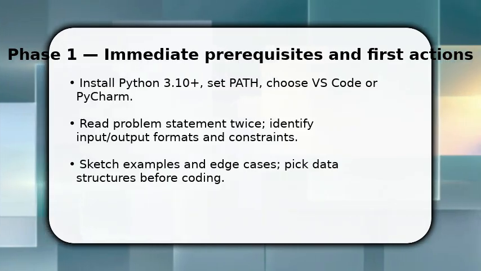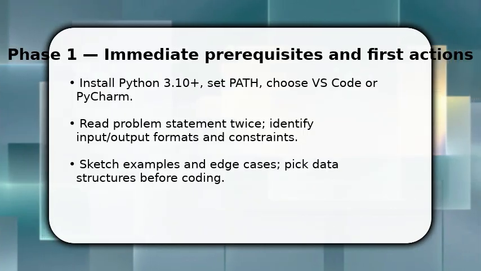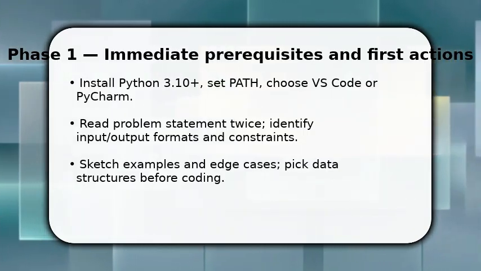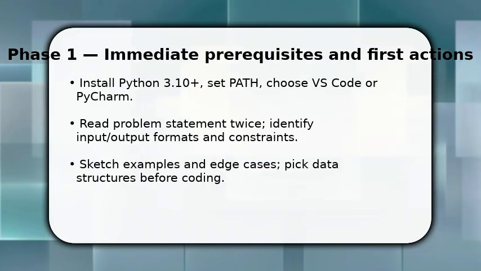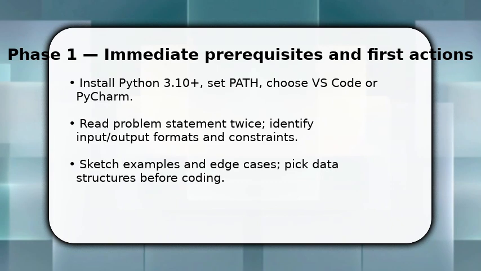Once done, write 2-3 sample inputs and expected outputs, then pick the simplest data structure that fits constraints. This first step speeds implementation, so start coding only after you can explain the approach in one sentence.